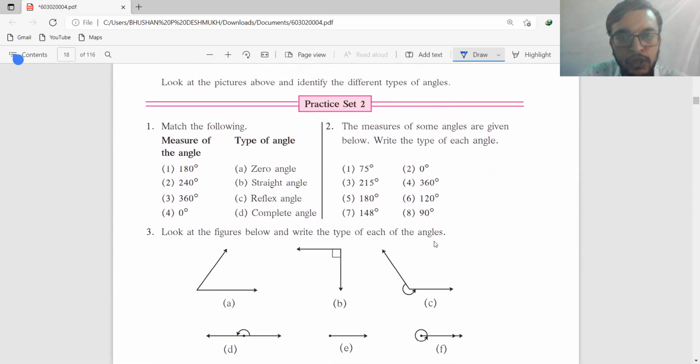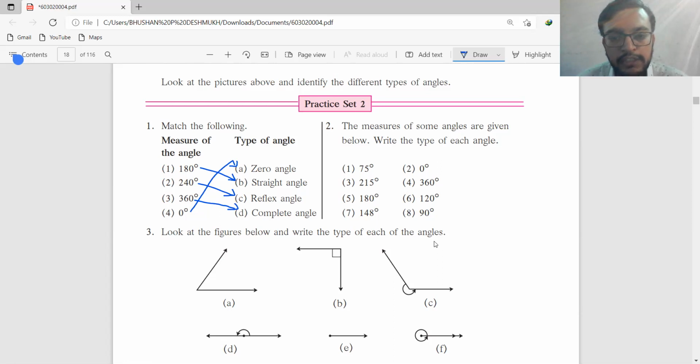Here we solve some examples. 180 degree is called a straight angle, right? Now tell me rule number 5: 0 degree is called a zero angle. 360 degree is called a complete angle, right? And 240 degree is called a reflex angle.